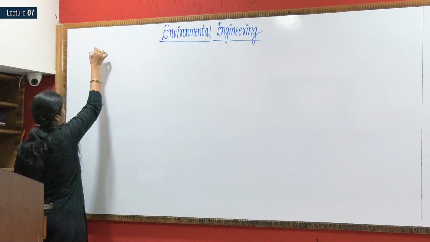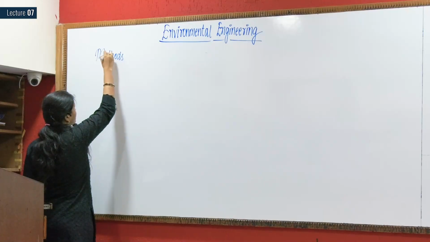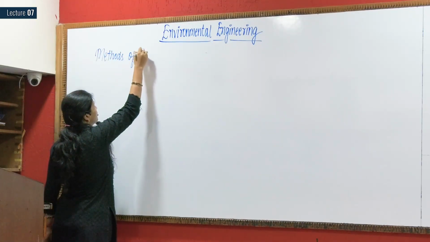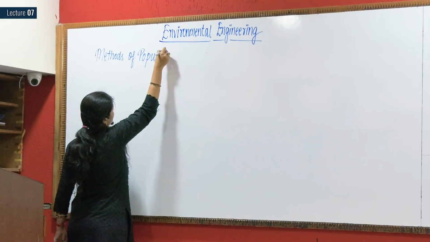So I'm writing the heading first. Methods of population forecasting.